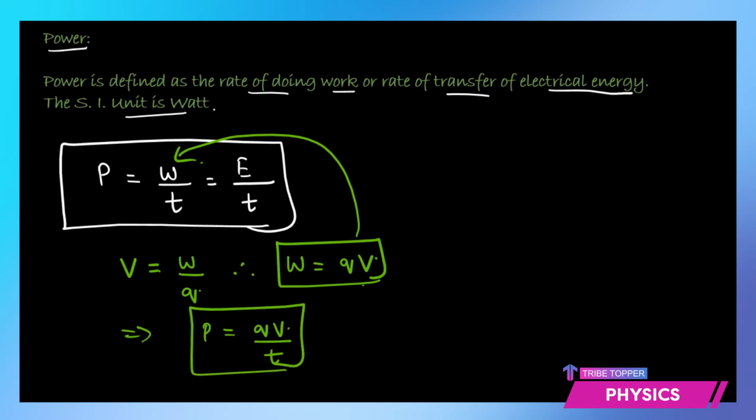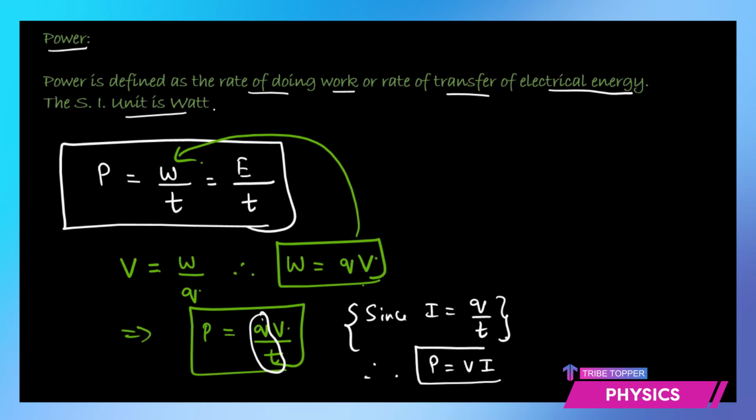And by the definition of current, since I is the rate of flow of charge, that's Q by T. We have done that in the previous sessions. Therefore, this Q by T can be written as I. So power is equal to VI. This is a very, very important relation that exists between the power, current and the potential difference.